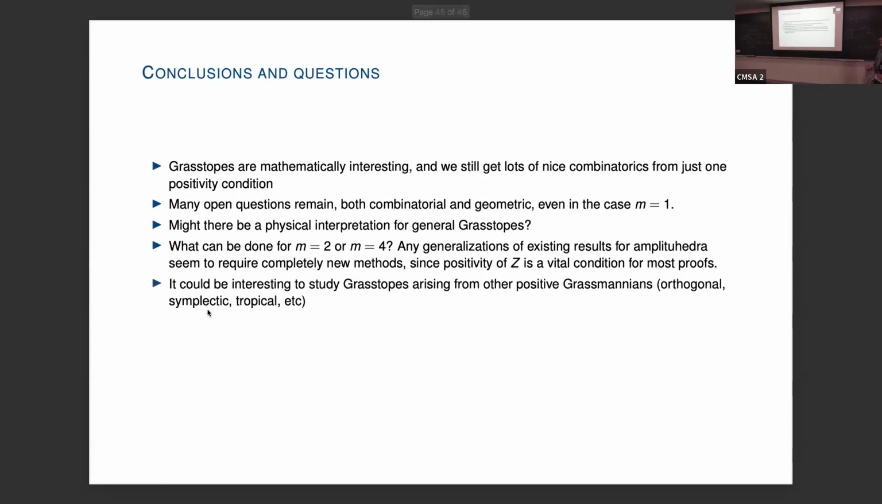And then also, I think it would be interesting to study Grasstopes that arise from other positive Grassmannians. So later this week, we'll hear about the tropical amplituhedron. So tropical Grasstopes could also be an interesting direction. The orthogonal positive Grassmannian and symplectic positive Grassmannian have been studied a little bit. Maybe it would be interesting to consider Grasstopes from there.